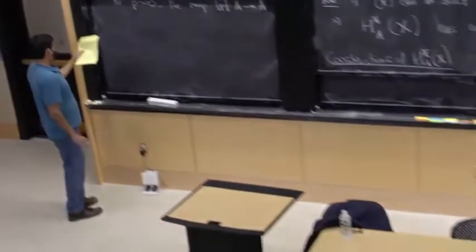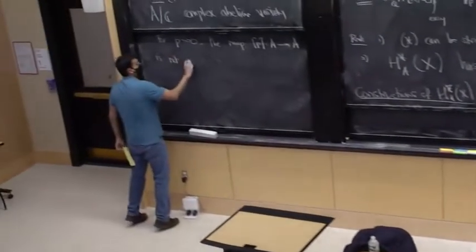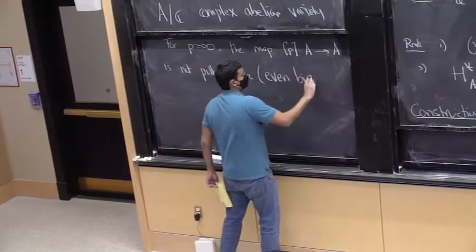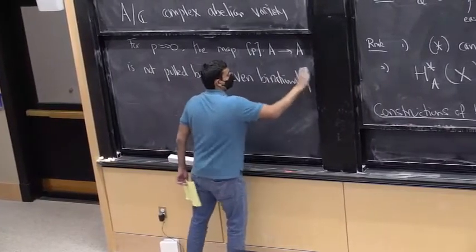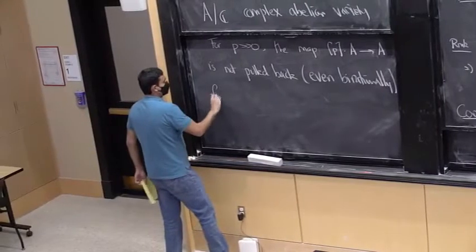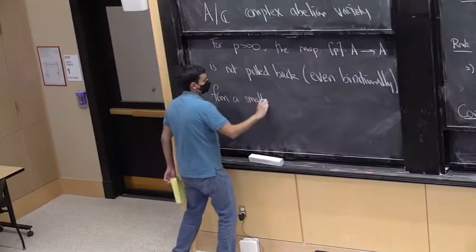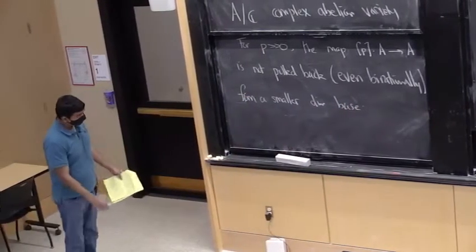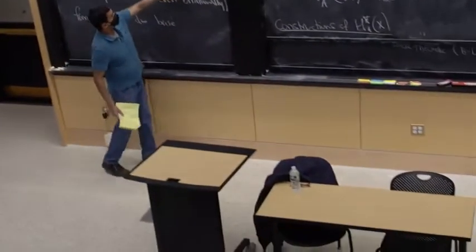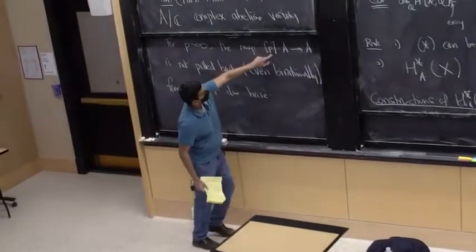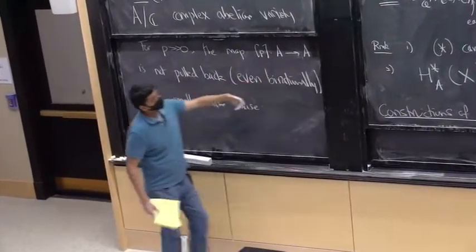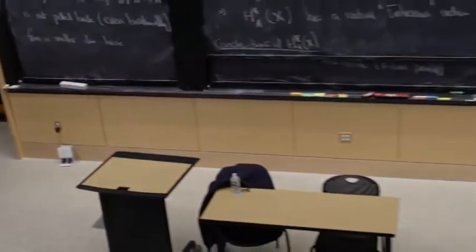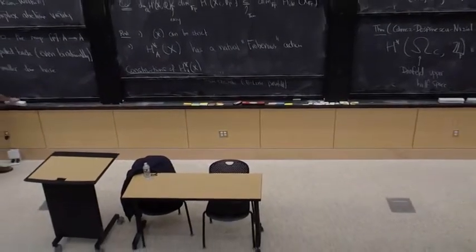So the map p is not pulled back, even birationally, so even on a small enough open subset, from a smaller dimensional base. So if you're thinking in terms of function fields, so an algebraic variety has a function field, what this is saying is that to define this finite degree p to the whatever cover extension of the function field of A, you really need to be working over a field of transcendence degree at least the dimension of A. It cannot be defined over something smaller. So it's a result in pure geometry.